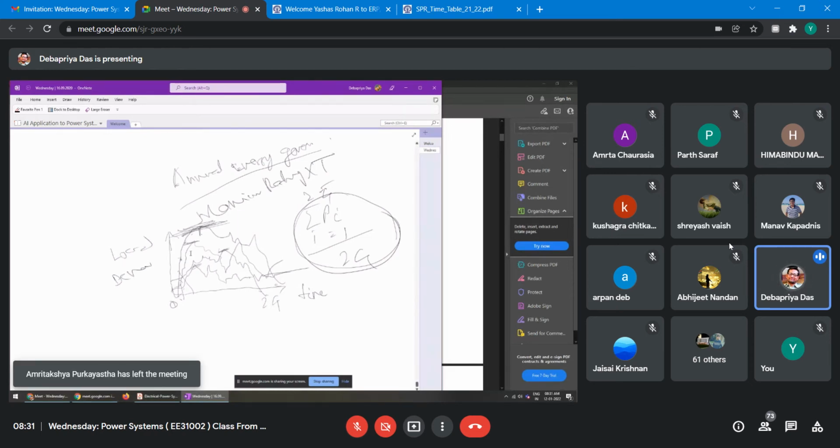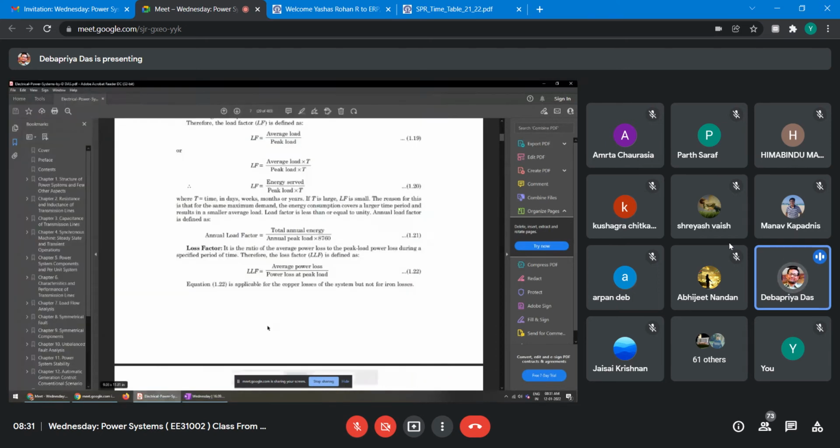Then at peak load, the loss will be maximum. So run the power flow program, see what the loss is, and divide by the peak loss. So loss factor is equal to the average power loss divided by the power loss at peak load. If you multiply by T, you will get the annual average energy loss, that is, power loss into the time. This is what we define as the loss factor.